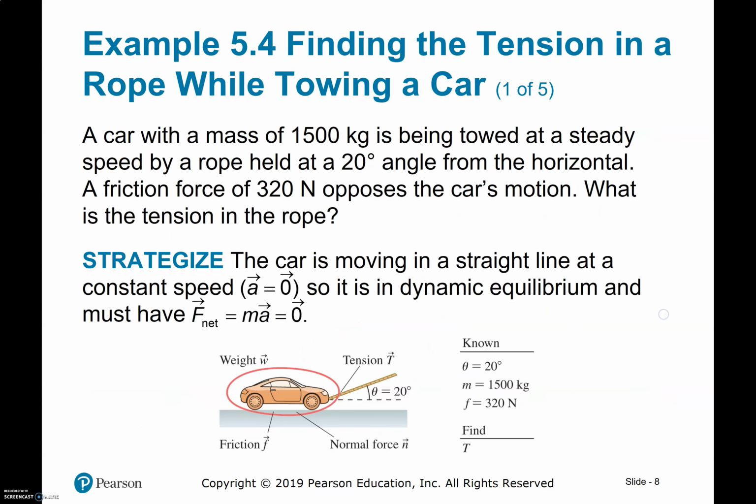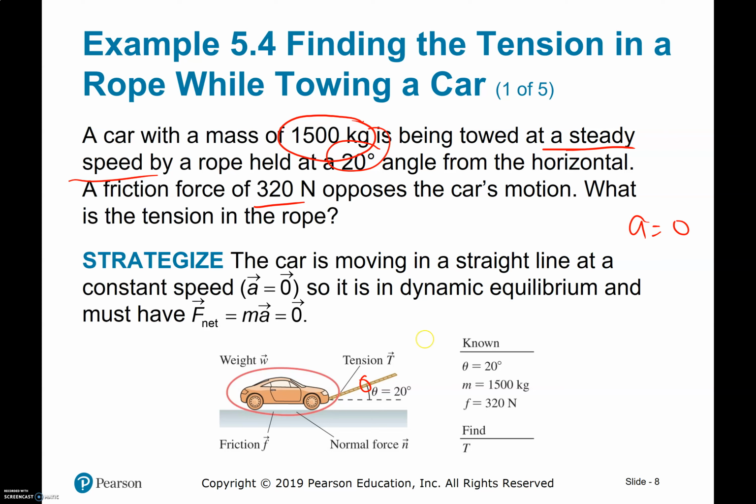So let's look at a more complicated problem here. We have a car that is being pulled by a rope at an angle of 20 degrees. You're given the mass of the car, and you're given the angle. You're told that the car is moving at a steady speed. That means the acceleration is equal to zero. This is a dynamic equilibrium problem. A friction of 320 newtons is applied to the car and opposes the motion. So what is the tension in the rope?